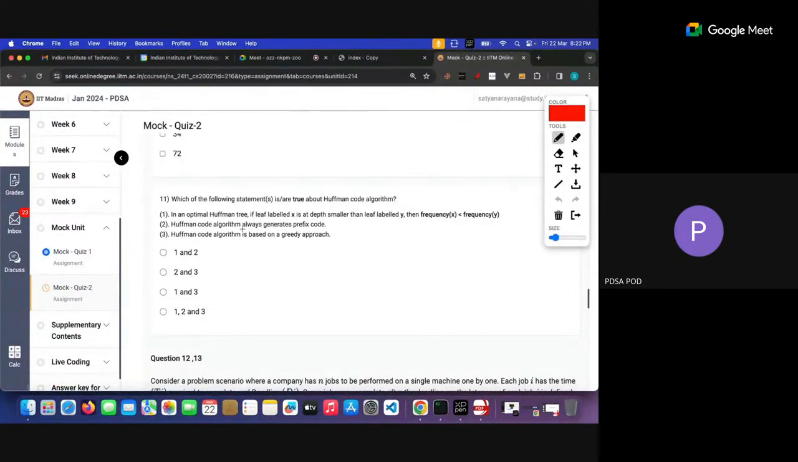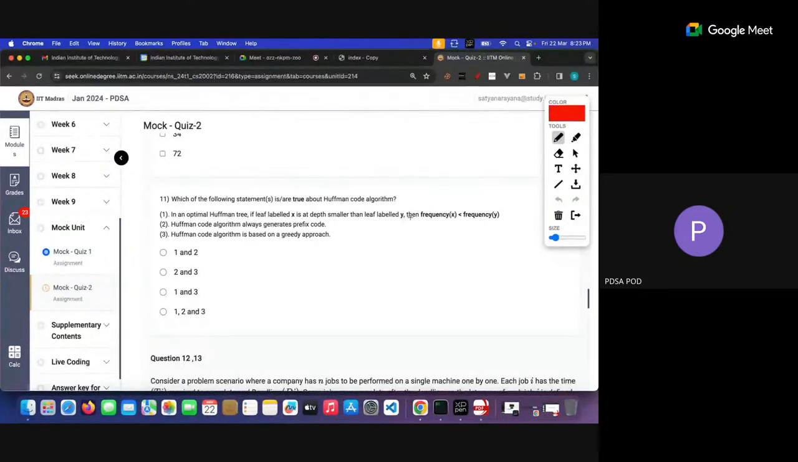So let me see that the first one is, in an optimal Huffman tree, so we are constructing a Huffman tree. Basically, the Huffman tree we are constructing bottom up. Of course, you know that. If leaf labeled X is at a depth smaller than that of leaf labeled Y, see the depth of X from the root, the depth in the sense of reaching X from the root is smaller than the leaf node of Y. Again for Y also, how much depth is there from the root to reach Y? Then the frequency of X is less than the frequency of Y. So that means the lowest frequency character or character set is having smaller depth and the highest frequency is having higher depth length. So higher depth.